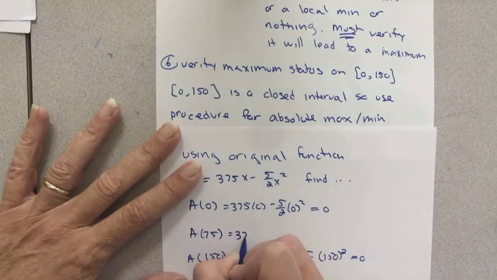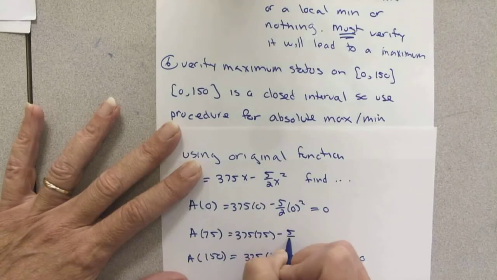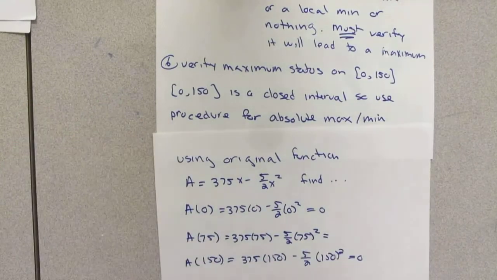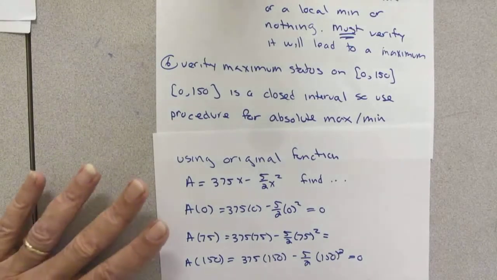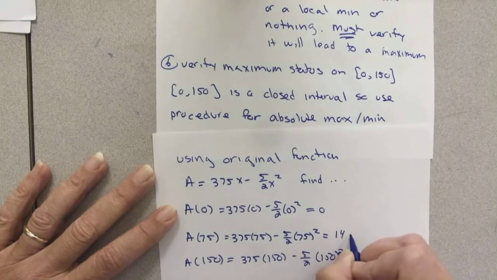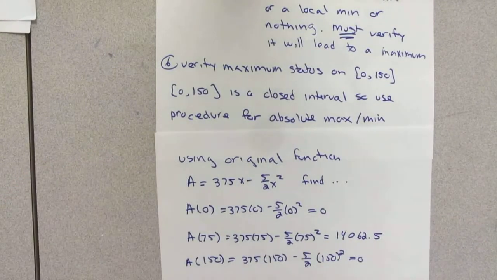Then A of 75. That's going to give us, if my calculator will cooperate, 375 times 75 minus 5/2 times 75 squared. And if I've pushed all the correct buttons, I'm going to get 14,062.5. I'm going to allow us decimals here just because I feel like it.